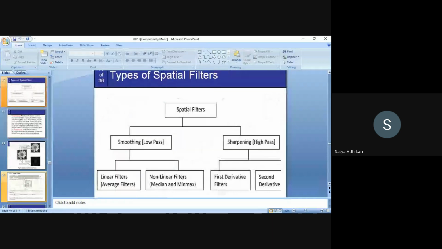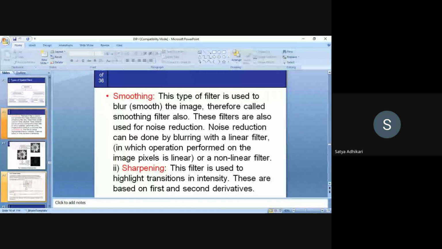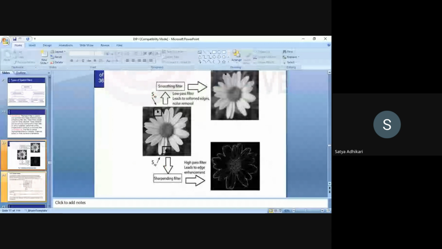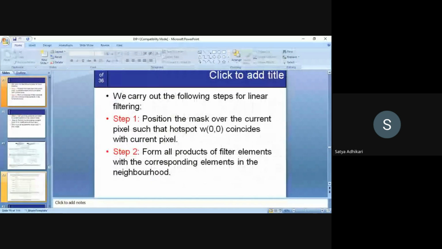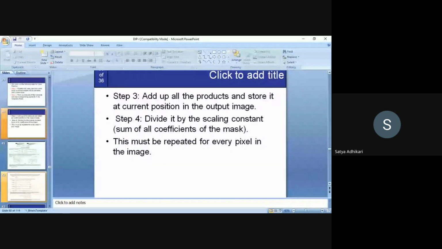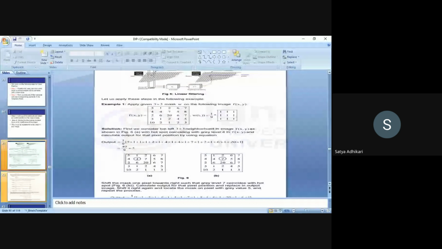So smoothing is happening, and this is the process. These are the steps of filtering, and the next slides contain some masks and the gray level values.